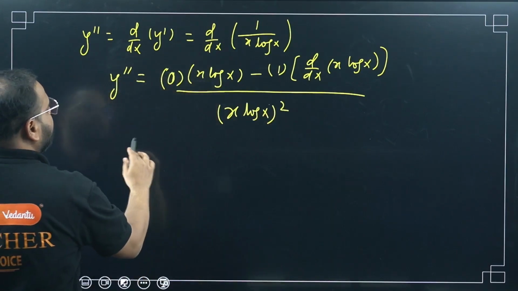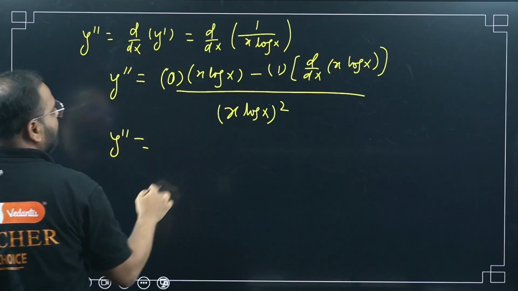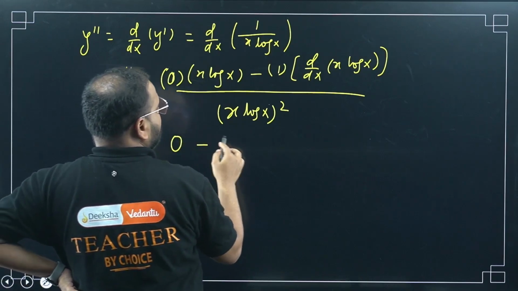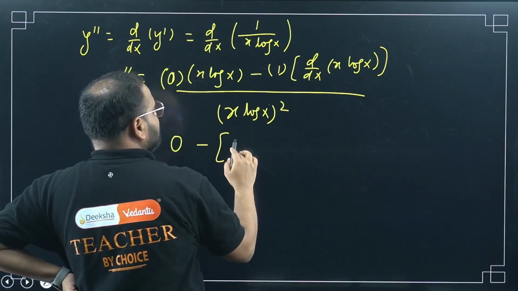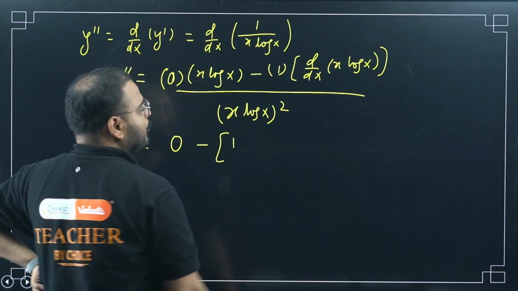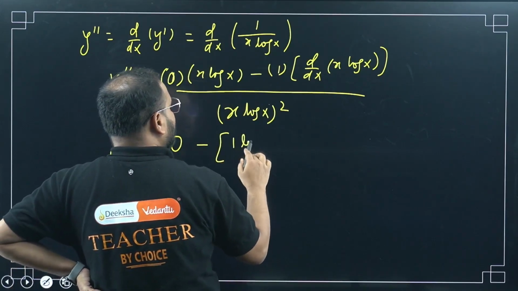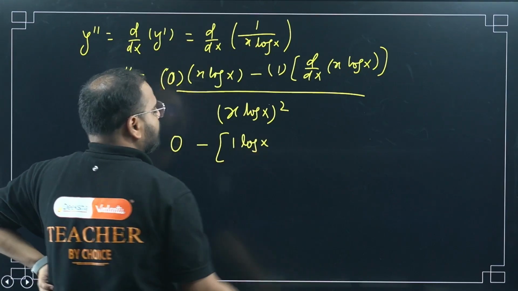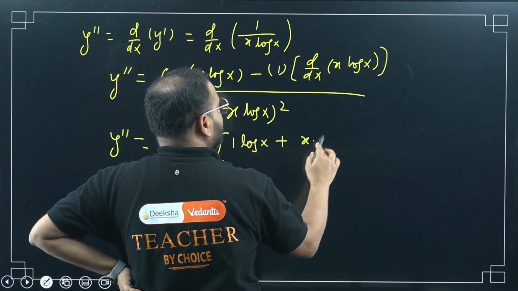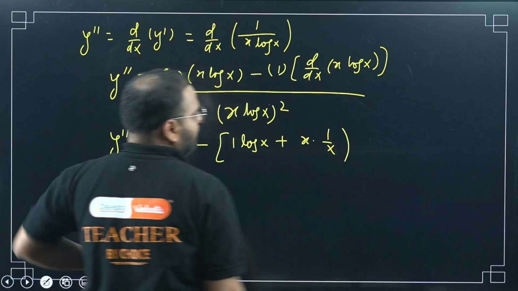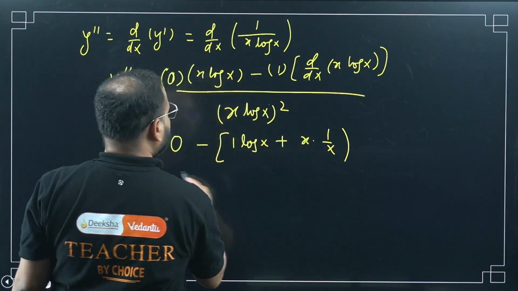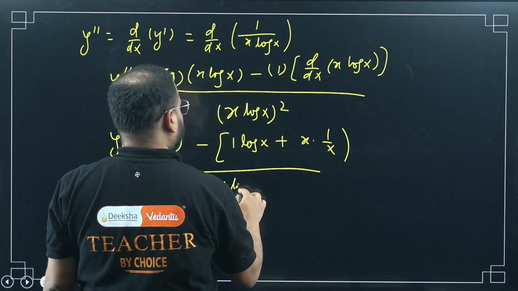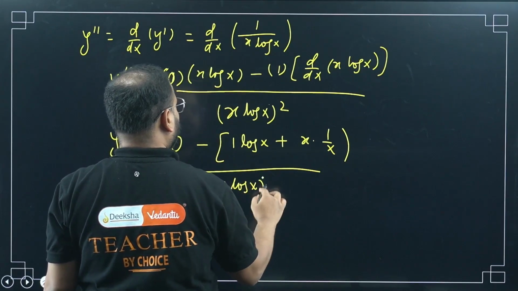Right. y double dash. This is 0, this is minus. How much is this? We have to use the product rule. So first x will be simply 1, and I write log x as it is. Next, plus sign, I write x as it is, and log x differentiation is 1 by x. The whole thing divided by x log x the whole square.